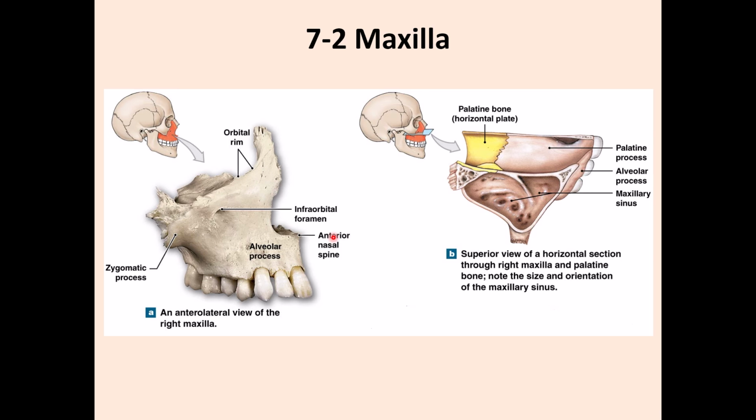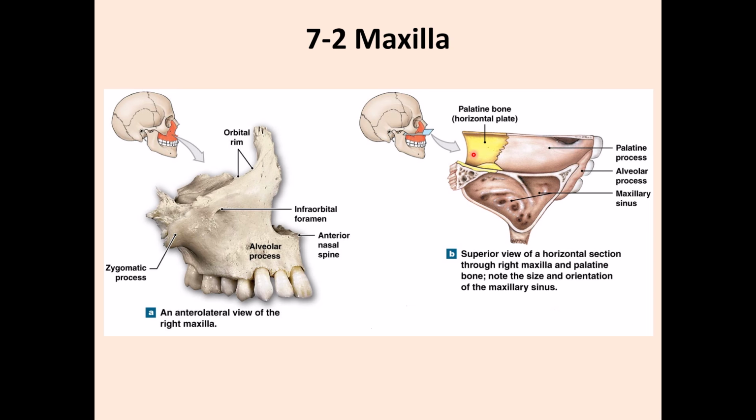Maxilla is the upper jaw. Okay, so one on each side, so you can see the maxilla here. This is the anterolateral view. So it has a few different processes. This is called the frontal process, and that attaches to the frontal bone. This is the zygomatic process, and that attaches to the zygomatic bone. And this area is called the alveolar process, and this is where the teeth attach. The last process is called the palatine process, and that makes the anterior part of the hard palate.